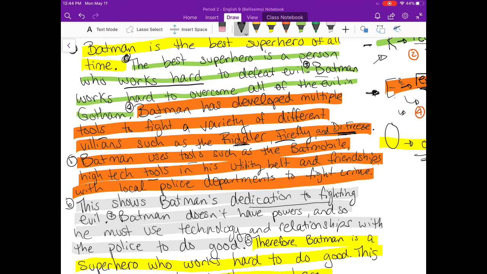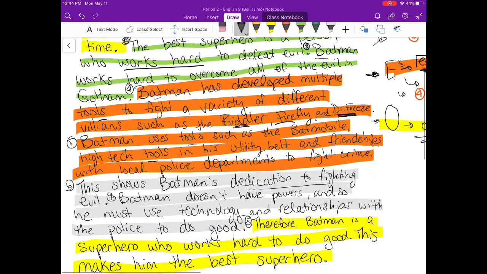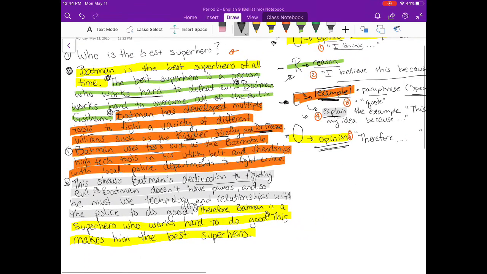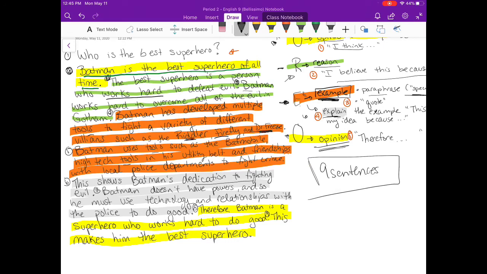Okay, sentence number 8, we're coming back to our original opinion. Therefore, Batman is a superhero who works hard to do good. Sentence 9, this makes him the best superhero. Okay, so we went from what was originally a 1-sentence answer, Batman is the best superhero of all time, to showing you how you can expand on that and make that into 9 sentences. So we have a nice big full answer.